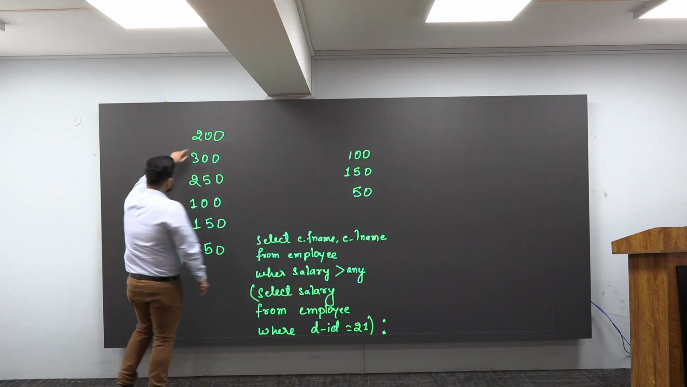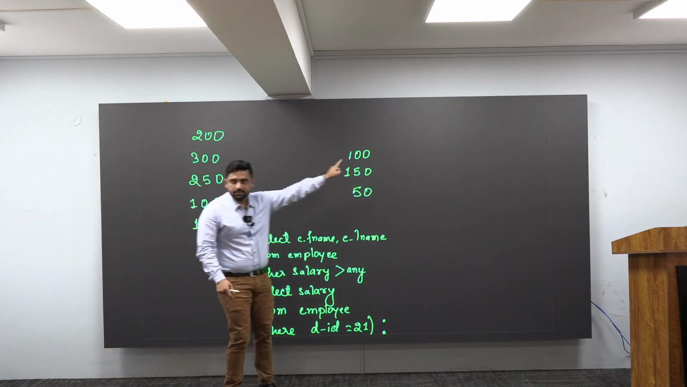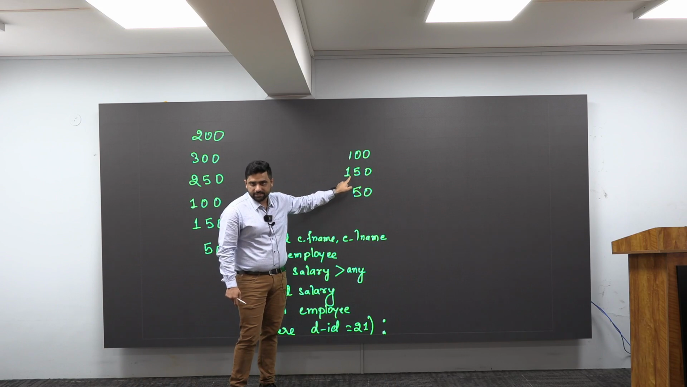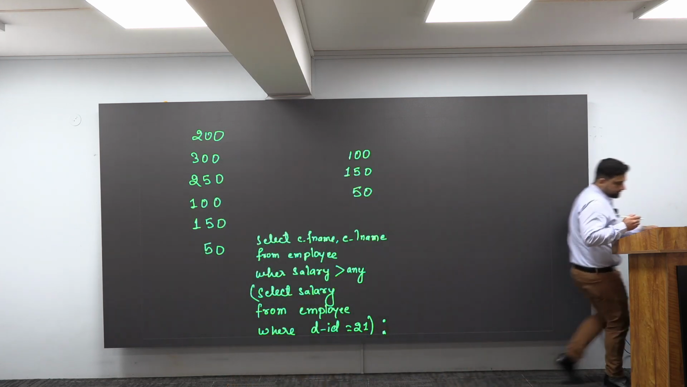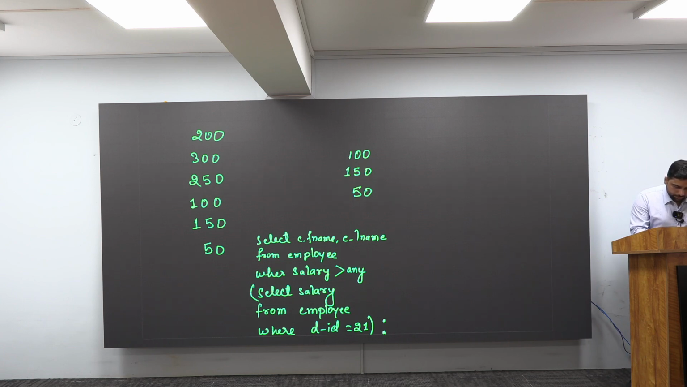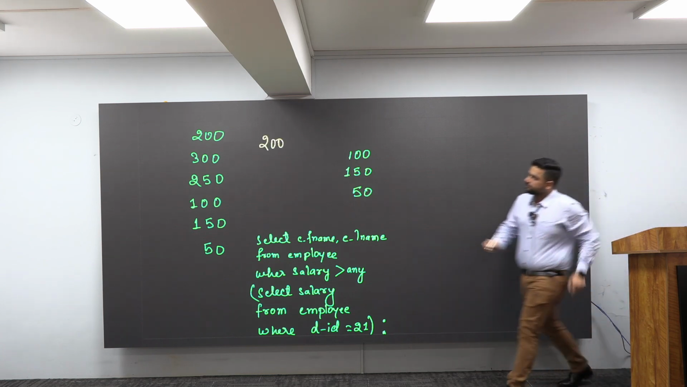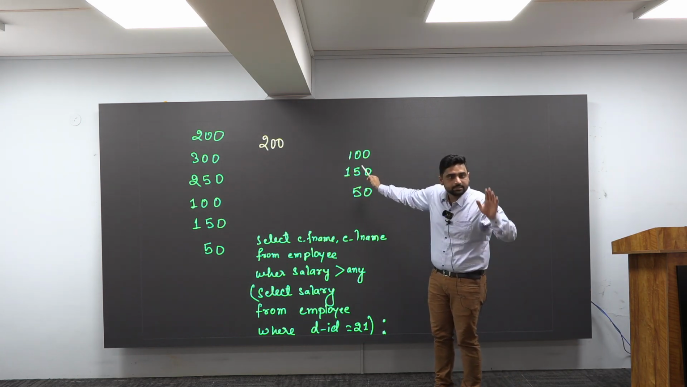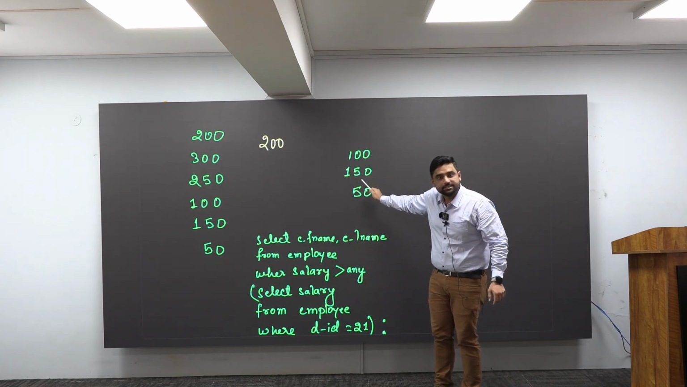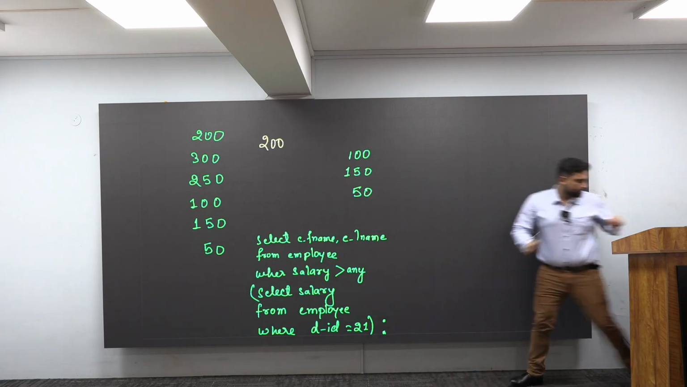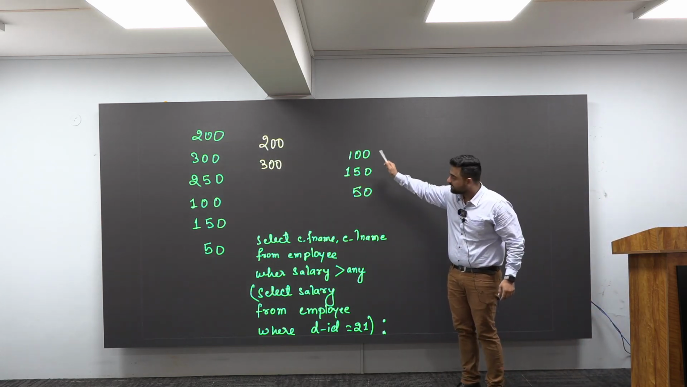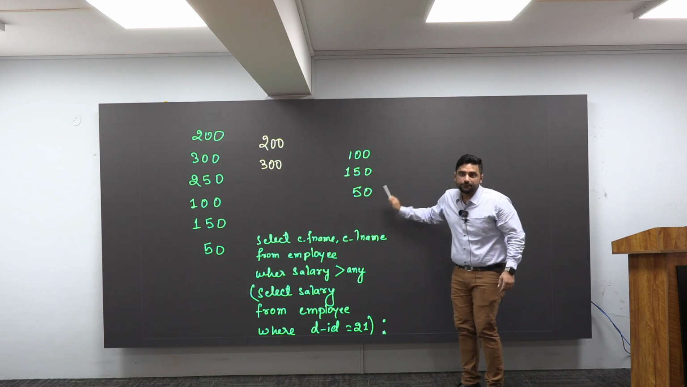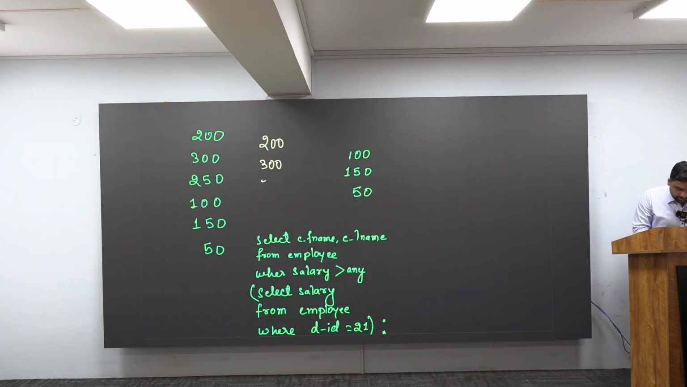Please focus. 200 is greater than 100? Yes. Now again we have to check with 150. 200 is greater than 150? Yes. 200 is greater than 50? Yes. Then only 200 should come in the result. Understood? So I will put 200 here. Now check with 300. Is 300 greater than 100? Yes. 150? Yes. 50? Yes. So 300 should come in the result. 250. 250 is greater than 100? Yes. 150? Yes. 50? Yes. So 250 should come in the result.